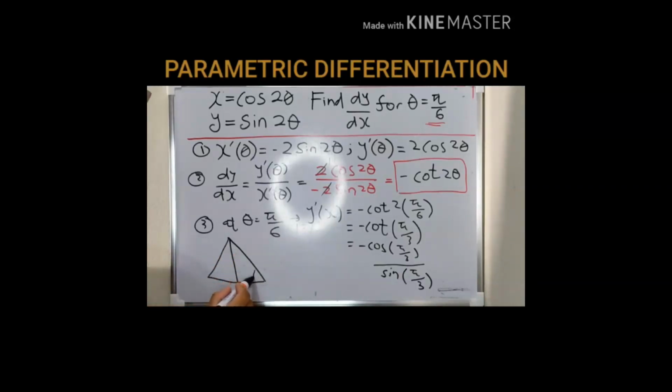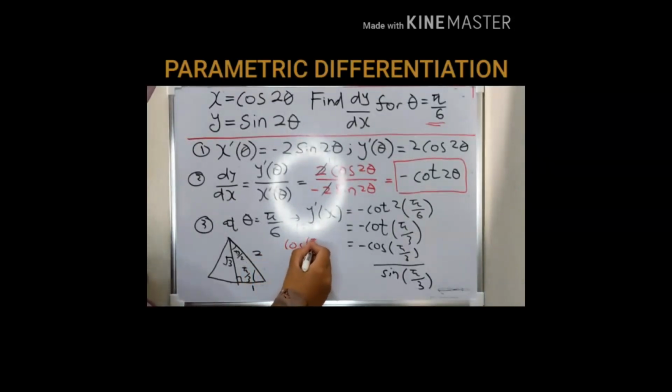So we have here pi over 3, pi over 2, and then we have 90 degrees here. You have 2 here, you have 1 here, and then you have square root 3. If you want to find cos, cos pi over 3 is adjacent over hypotenuse. So cos pi over 3 is equal to adjacent over hypotenuse, which is half.